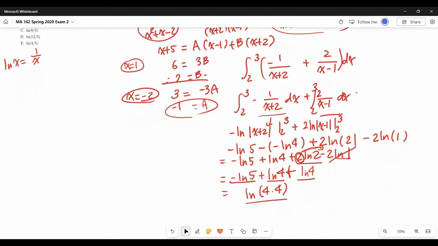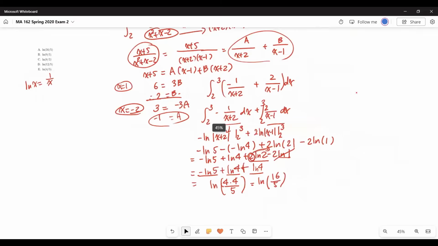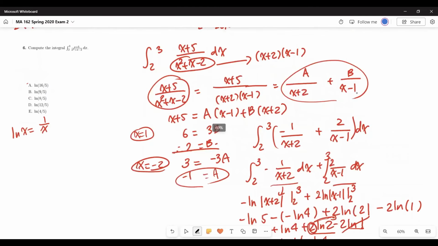So this means ln 4 times 4 and then divided by 5. So this just becomes ln 16 over 5. So the answer for this question is A.